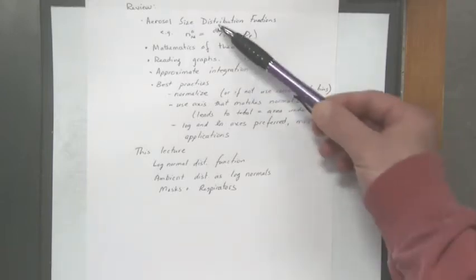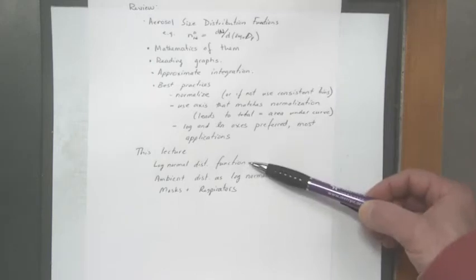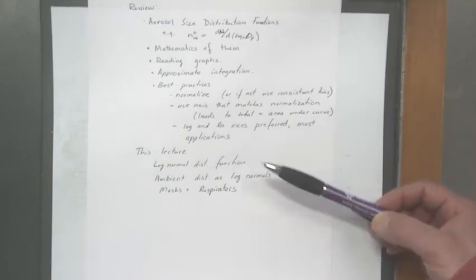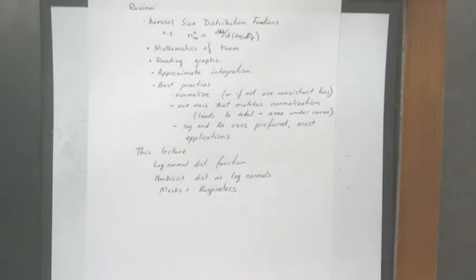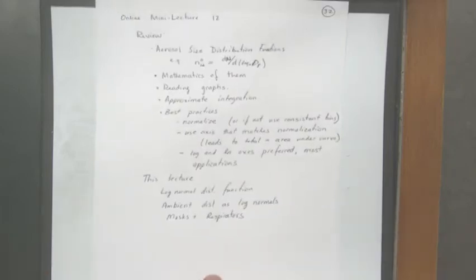So in this lecture, we'll talk about the log normal distribution function, which is different from the size distribution function. This is a parameterized fit. We'll talk about some typical ambient size distributions that you'd find in nature and show their log normal parameters. And then I'm going to take the opportunity to talk about masks and respirators.